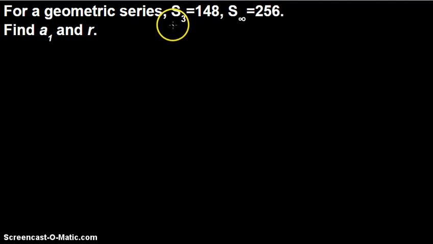So here what's given to us is S3, the first three terms. If I add the first three terms of a geometric series, I have 148. And also they told us that S to infinity is equal to 256. They want us to find A1, the first term, and the common ratio, R.